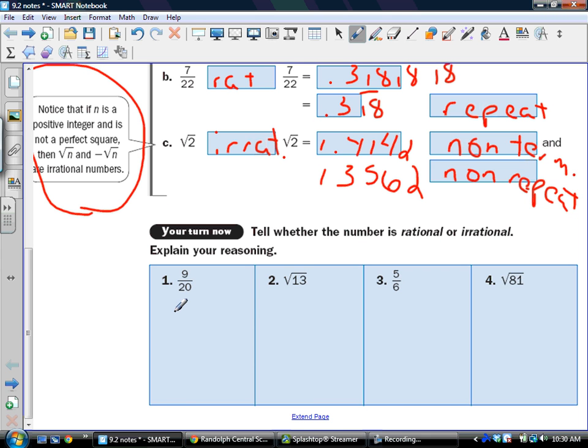So now we look down here at the bottom. It says your turn now. Well, these are pretty easy. 9/20, that has to be irrational because it's a fraction. Okay?